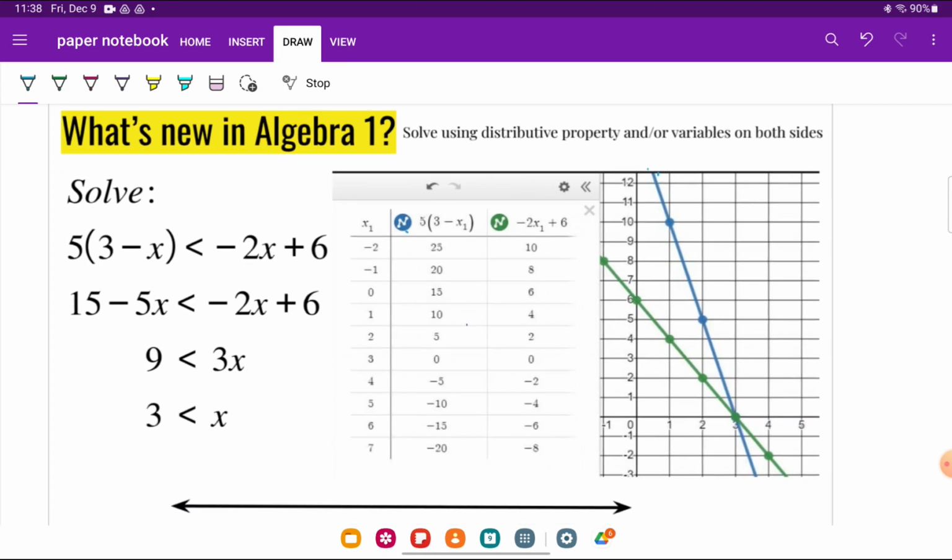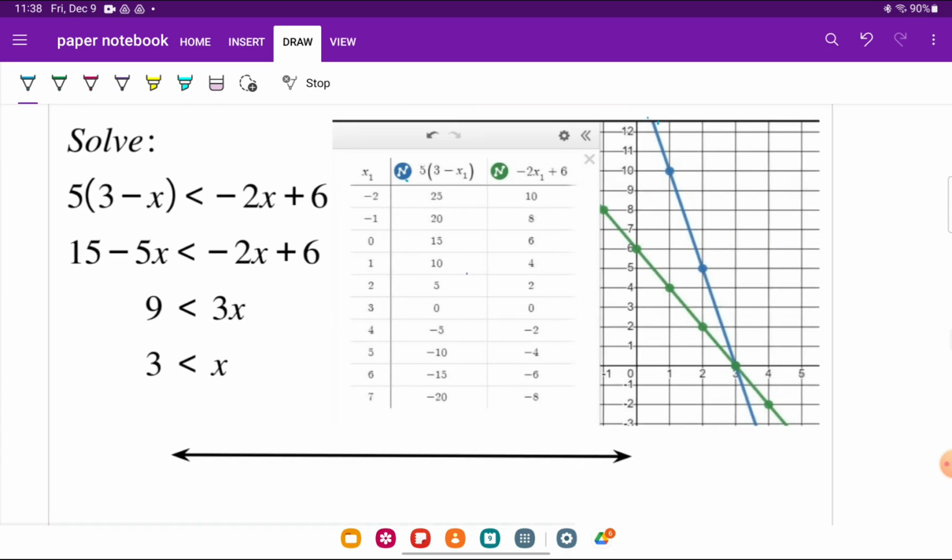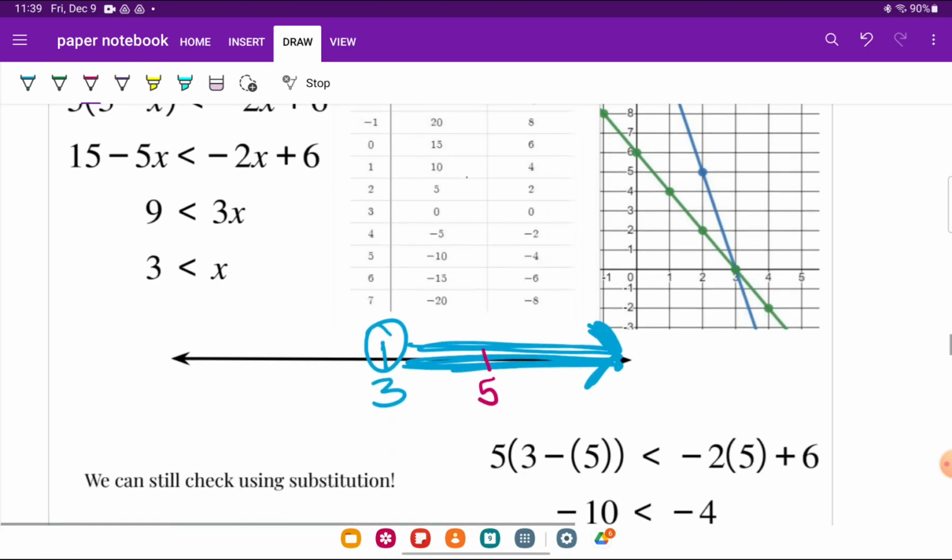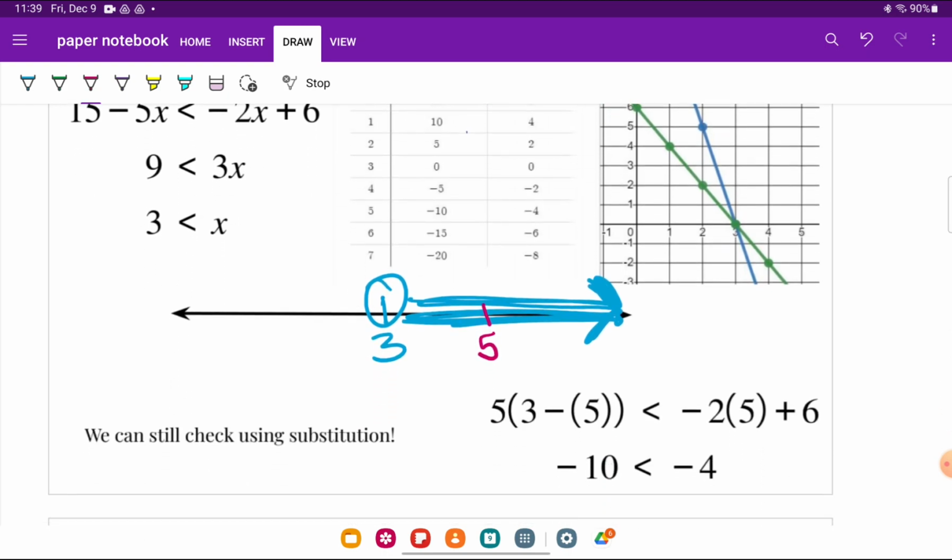Algebra 1, we're still solving. We still have access to all the tools we can use to verify. We will still put a number on a number line to graph it. We can also continue using the same methods to check that we did when we were using equations, because I can pick a number over here, say 5, and when I evaluate at 5, this is a true statement, so I know I have shaded in the right direction.